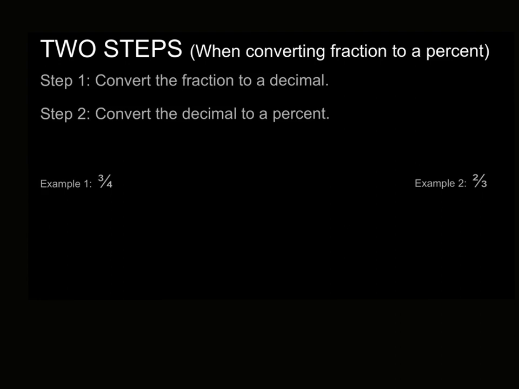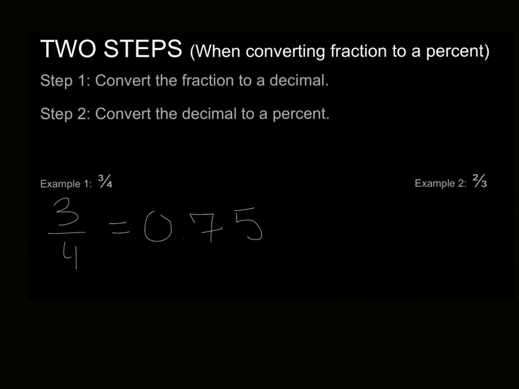When it comes to converting fractions to percent, there's two steps you have to follow. The first step is we're going to have to convert the fraction to a decimal. So in the first example, we've got 3/4. We remember when we're converting a fraction to a decimal, 3/4 we know is going to be 75/100, because 3/4 is 75 cents.